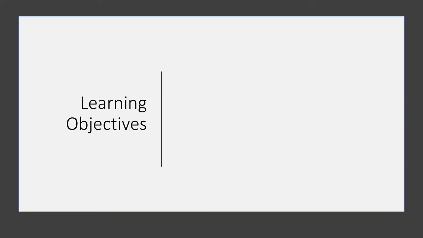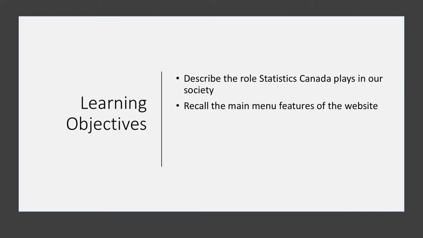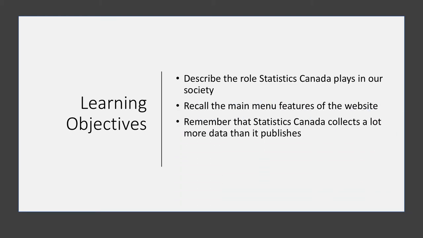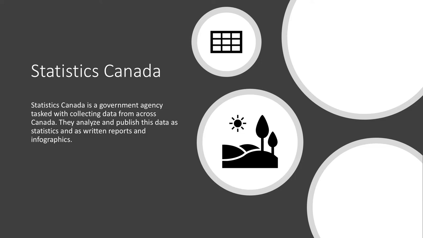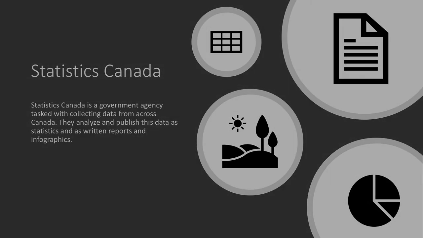The learning objectives for this video are that you will be able to describe the role Statistics Canada plays in our society, recall the main menu features of the website, and remember that Statistics Canada collects a lot more data than it publishes. Statistics Canada is a government agency tasked with collecting data from across Canada. They analyze and publish this data as statistics and as written reports and infographics.